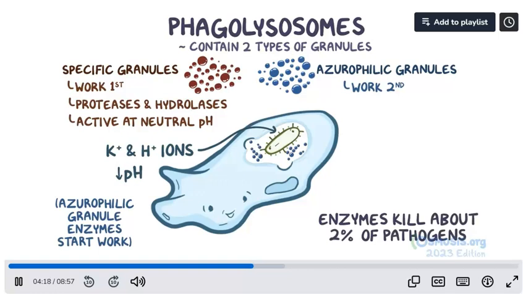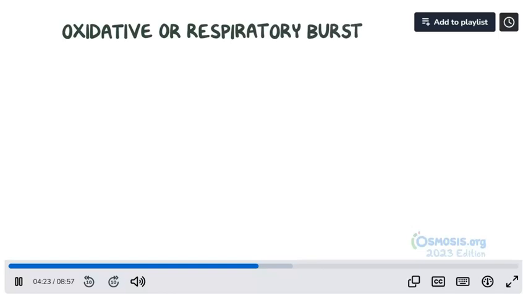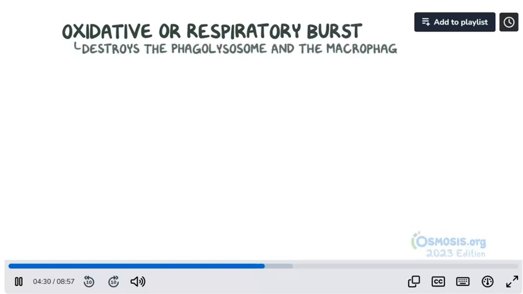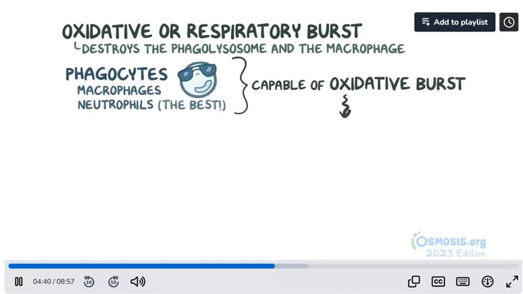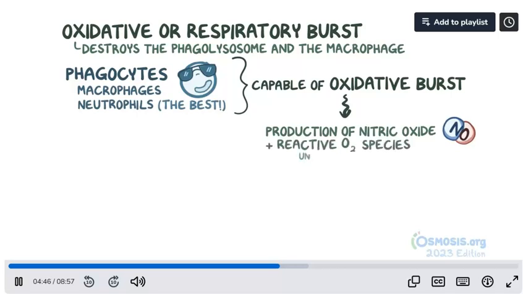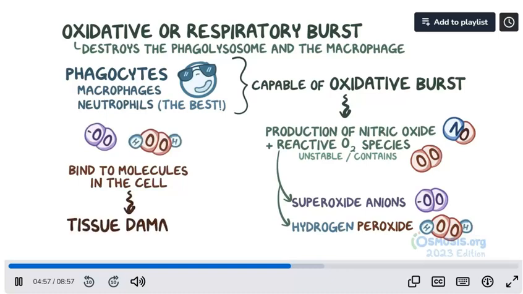The other 98% of the pathogens that the macrophage ingests get killed by a process known as oxidative or respiratory burst, which is a process that's so powerful that it eventually destroys the phagolysosome and the macrophage as well. Phagocytes, like macrophages and neutrophils, are capable of creating an oxidative burst, but neutrophils are really good at it. An oxidative burst leads to the production of nitric oxide, or NO, and reactive oxygen species, which are chemically unstable molecules that contain oxygen, like superoxide anion and hydrogen peroxide. These molecules can bind to molecules within the cell, and that can lead to tissue damage.